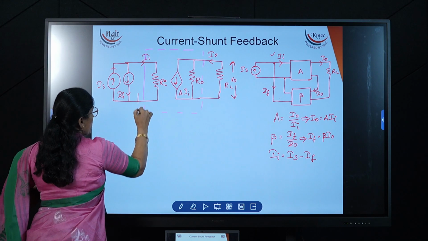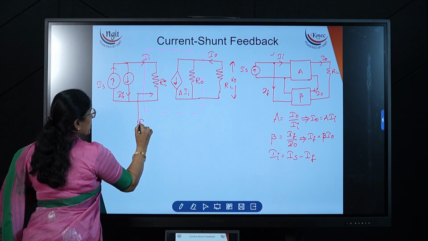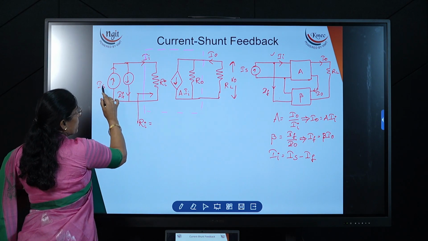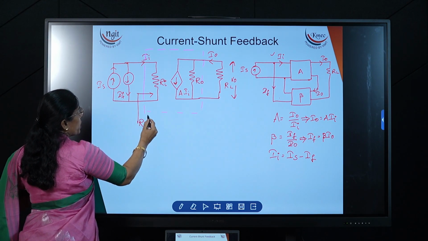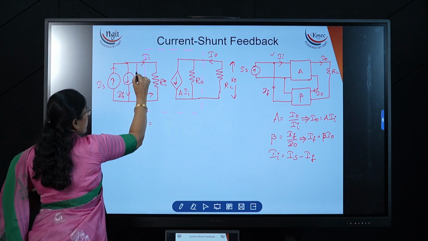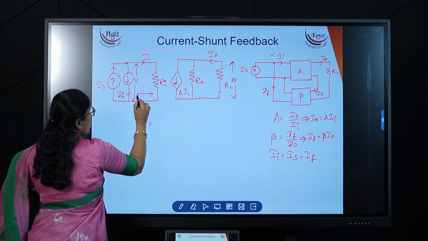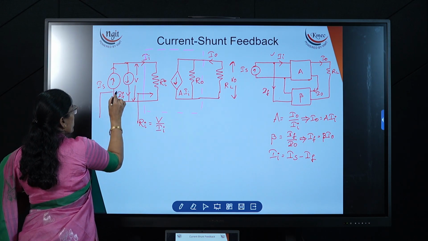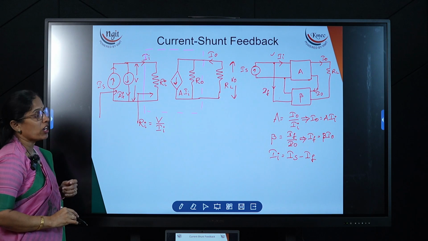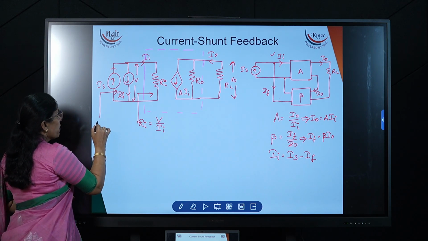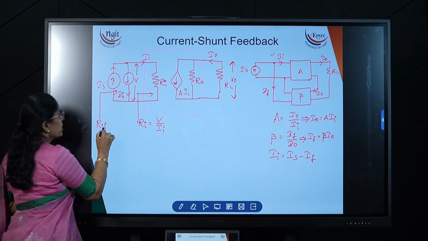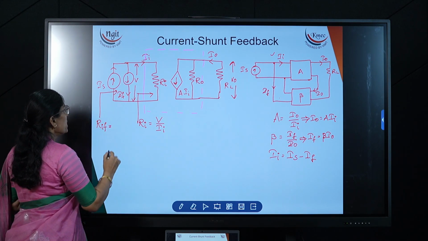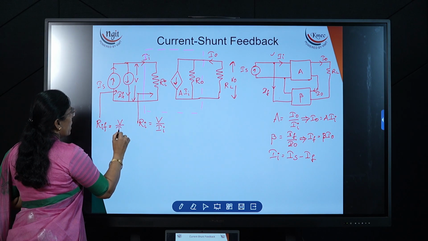Now if I am looking from this point, what is the resistance? This is the input resistance of the amplifier, Ri. All are current sources, connected in shunt, so voltages are the same. Here I am taking the voltage as V. So Ri is V divided by II. If I am looking from this point, after the feedback, the resistance I am denoting with RIF, which is nothing but the input resistance with feedback. It is V divided by IS.